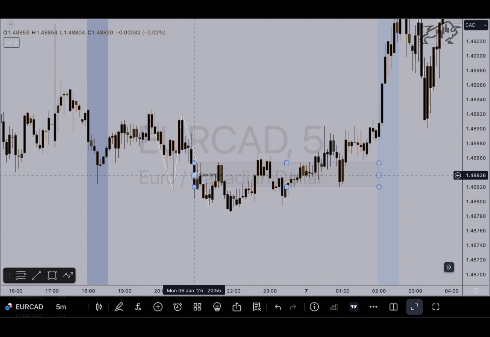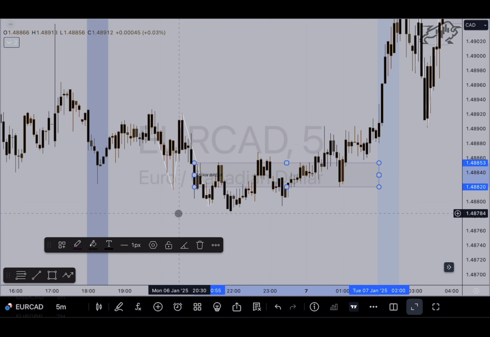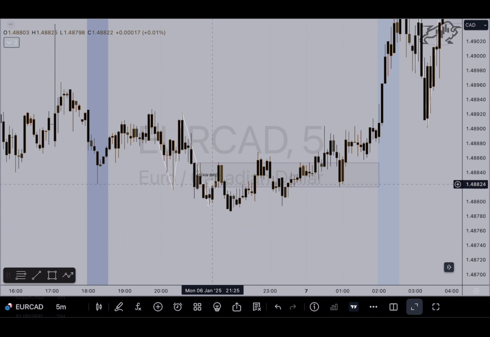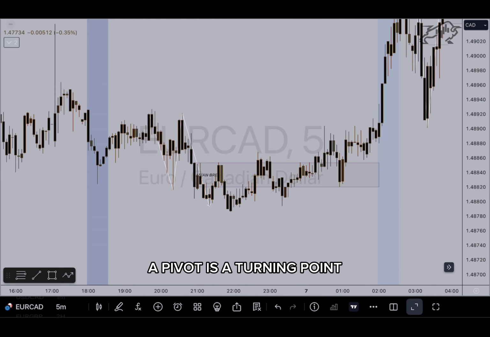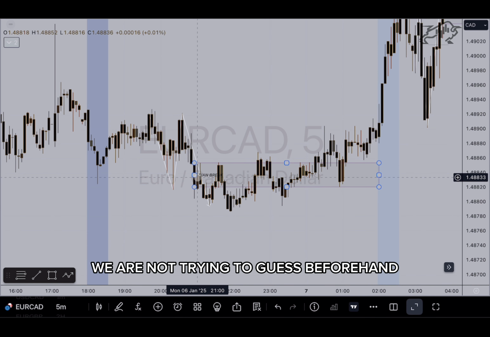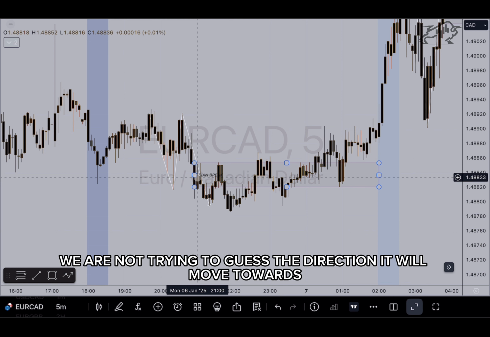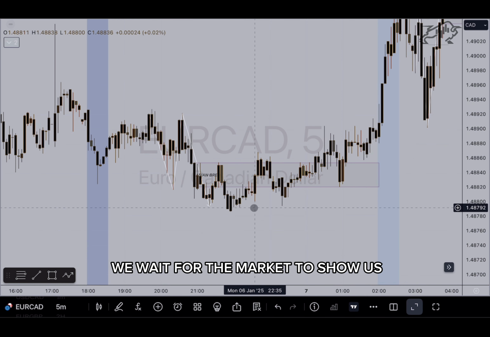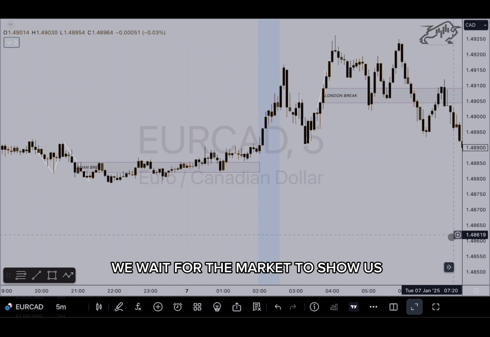This candle right here is going to be very specifically called the pivot. And what is a pivot, you guys? A pivot is simply a turning point, right? Now, if we have this as our turning point, we are not trying to guess beforehand where the market is going to turn to. We are not trying to guess where that turn is going to direct towards, right? We wait for the market to show us. And we see that here. What does that mean, you guys?